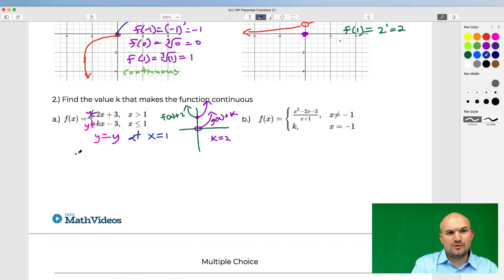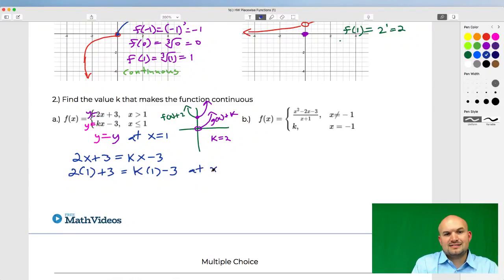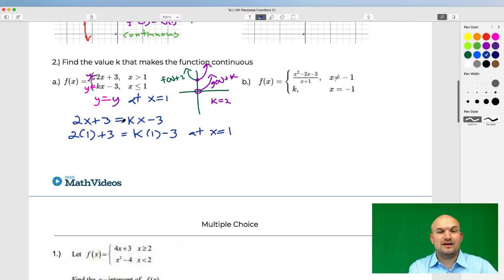So we just set an equation, say 2x plus 3 has to equal kx minus 3. The y coordinates have to be the same. And then if we want to find out which coordinate, they need to be the same when x is equal to 1. So now we just plug in a 1 for x. So that is at x equals 1. Now we just got to solve for k, and that's going to be the value that makes the function continuous.